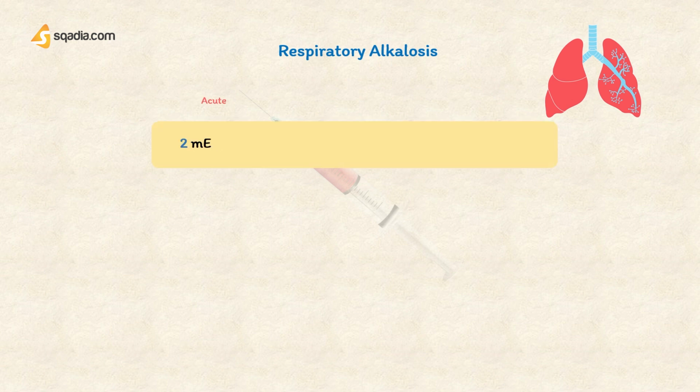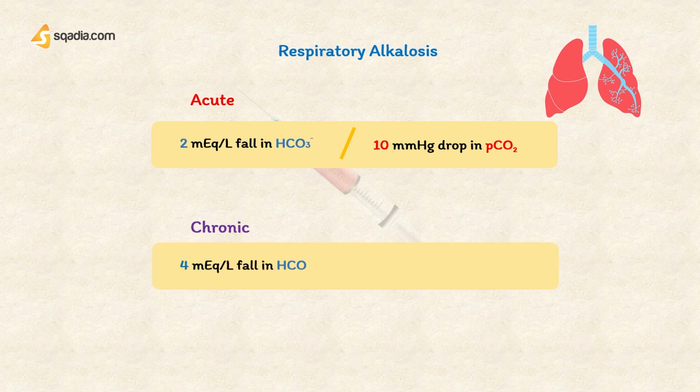For respiratory alkalosis, there are also acute and chronic compensations. For acute compensation, there's a 2 milliequivalent per liter fall in bicarb level for every 10 millimeter of mercury drop in carbon dioxide. And for chronic compensation, there is a 4 milliequivalent per liter fall in bicarb for every 10 millimeter of mercury fall in carbon dioxide. Compensation time frame is something that you really have to keep in mind.